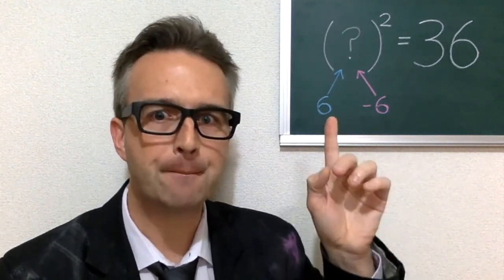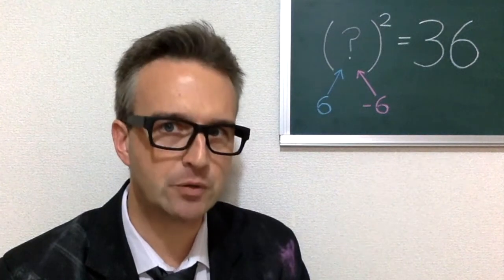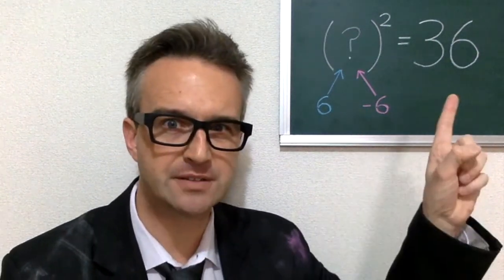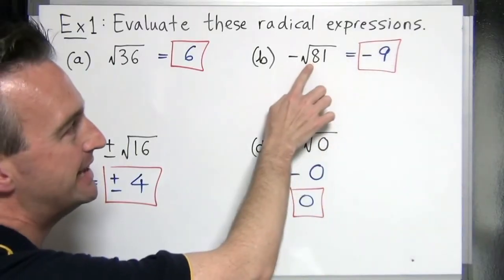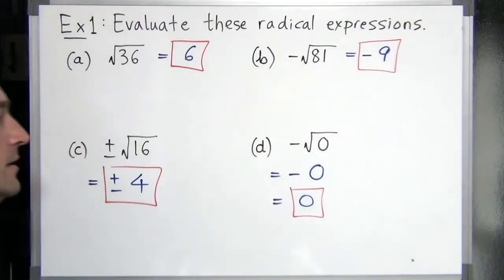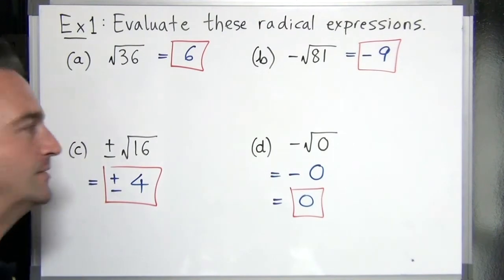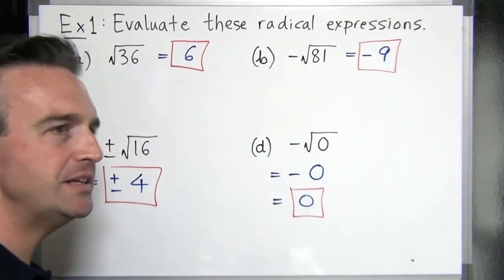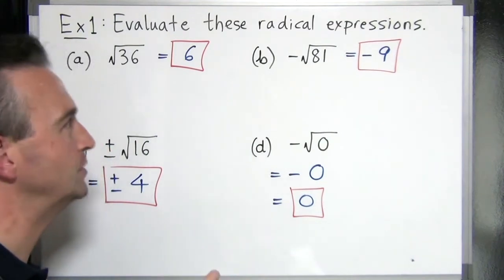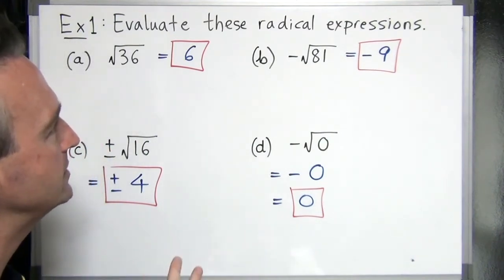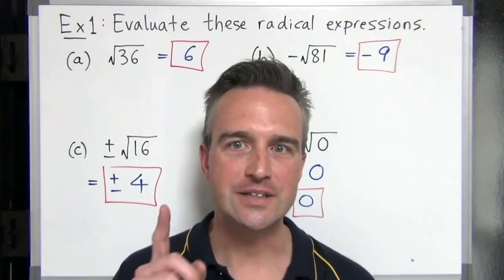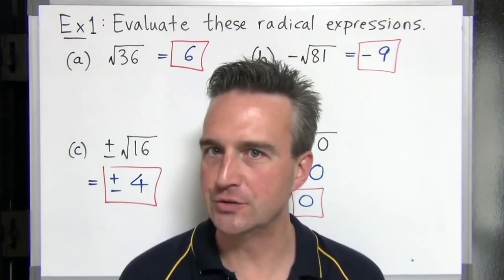So we say that positive 6 is the positive square root of 36, and negative 6 is the negative square root of 36. This is the negative square root of 81. This is the positive and negative square root of 16. And this is the negative square root of 0. Okay, so these all are actually square roots, but I just find it a little bit more appropriate to call them radical expressions. But isn't there a situation where we have to put the plus or minus symbol? Yes, there is, but we're going to look at that in another tutorial.